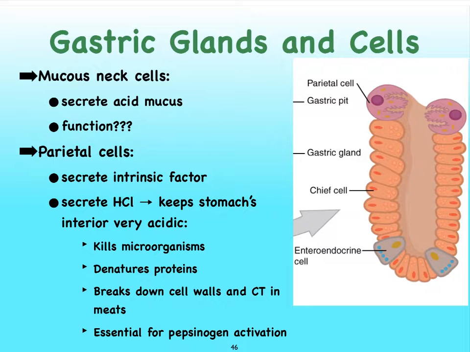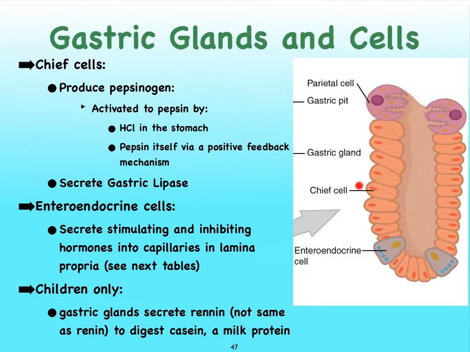The hydrochloric acid is also needed by the chief cells, because it's the chief cells that produce something called pepsinogen. Pepsinogen can be converted into pepsin to digest proteins, but in order for it to become activated into pepsin, it requires HCl. So again, it's the chief cells that secrete pepsinogen. But for pepsinogen to become the activated form called pepsin, we need HCl, or hydrochloric acid. Now, once pepsin is produced, it can actually feed back upon itself to produce more pepsin. And there's no need for the hydrochloric acid anymore once some of the pepsin has been produced.